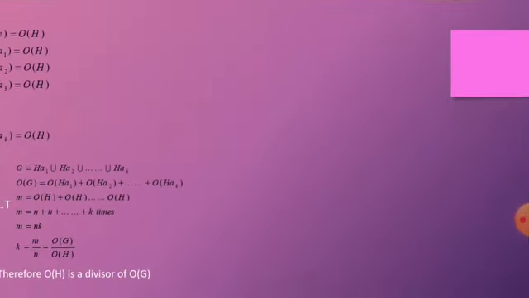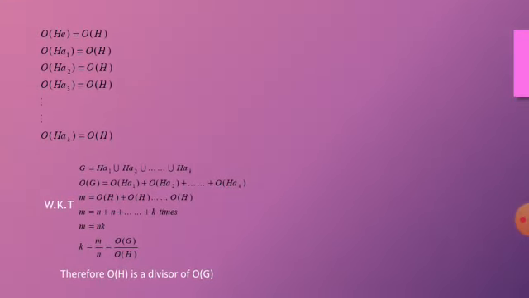Order of HE is equal to order of H. Likewise, order of HA1 is equal to order of H, order of HA2 is equal to order of H, etc. Order of HAK is equal to order of H. So, we can write G as HA1 union HA2, etc., union HAK. So, the order of G is equal to order of HA1 plus order of HA2, etc., plus order of HAK.